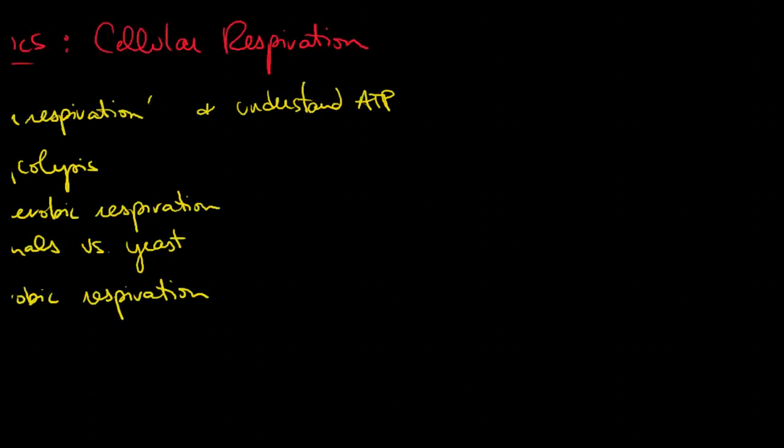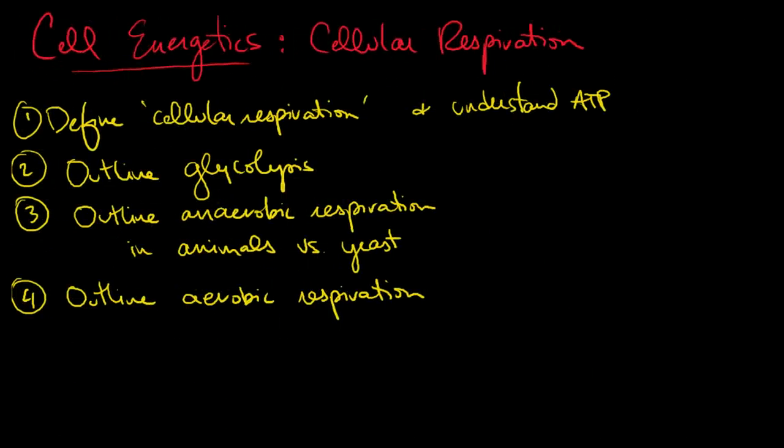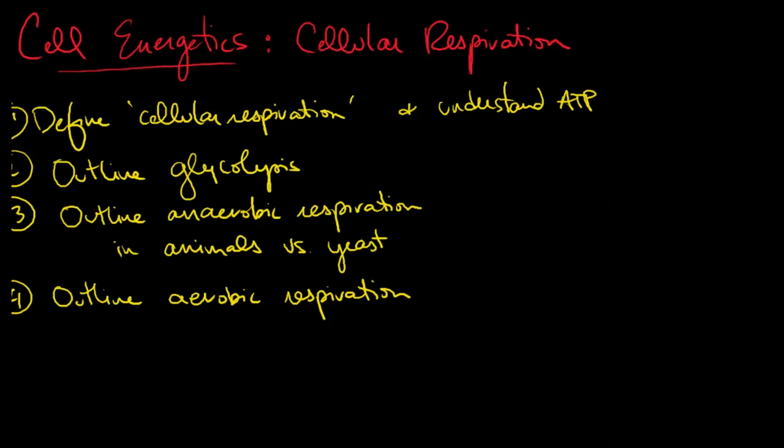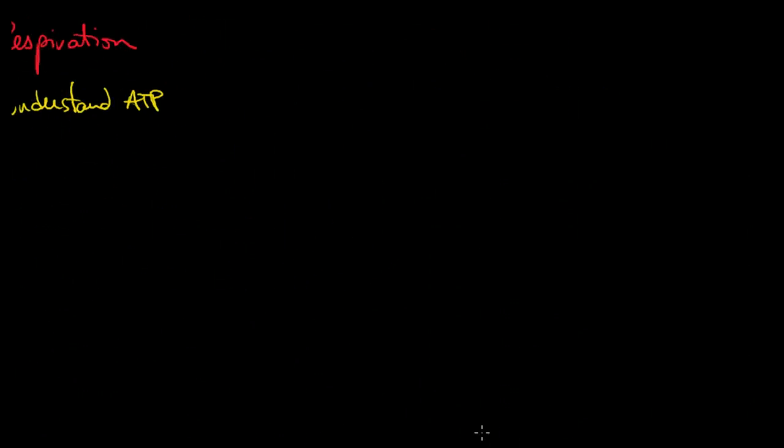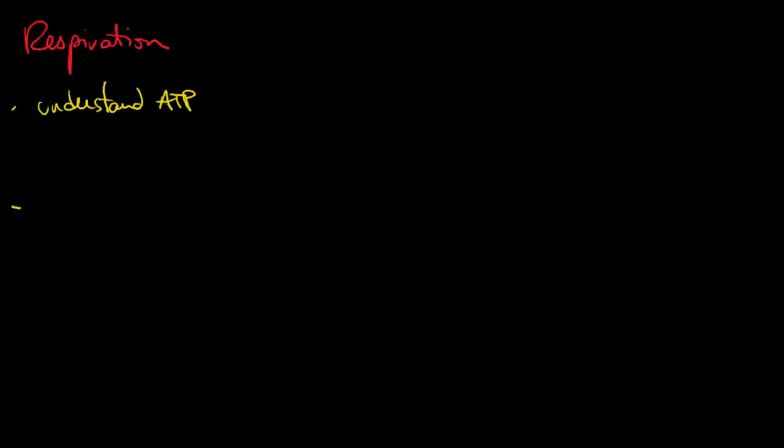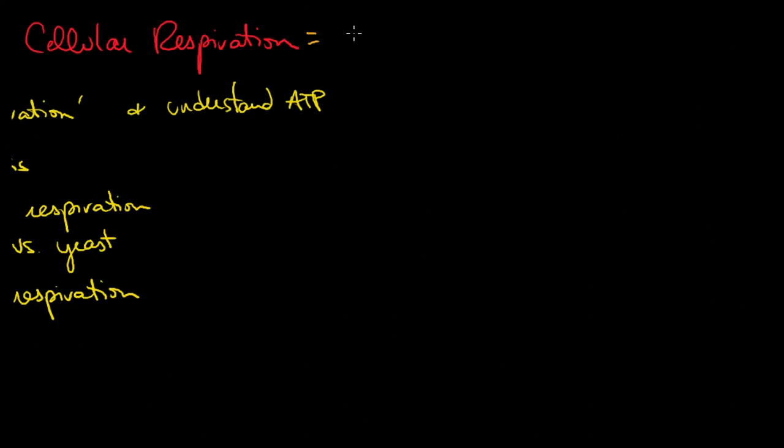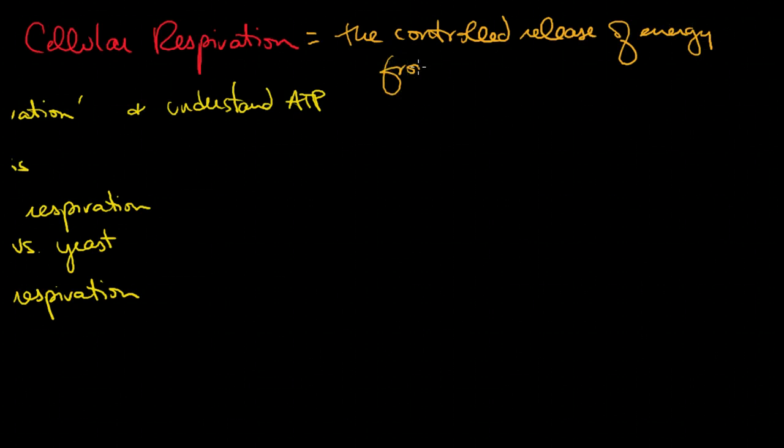Before we move too much further along through the process, so you understand what the goal is, let's talk about the definition of cellular respiration. So cellular respiration is the controlled release of energy from organic molecules, and that energy comes in the form of ATP. And so that's what you really want to know.